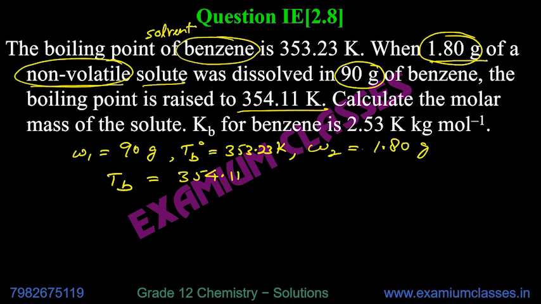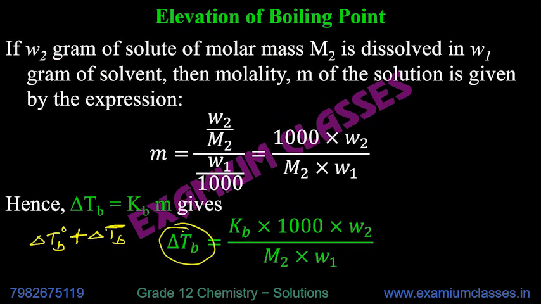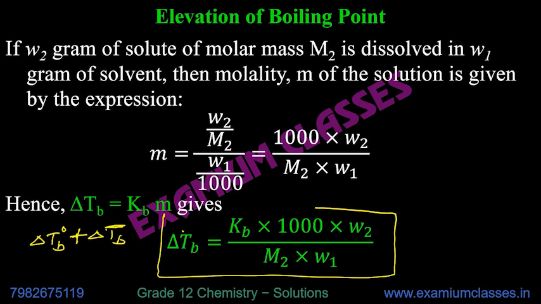Calculate the molar mass of the solute, which means M2 is to be calculated. Kb is given. You need to focus sometimes on the units of Kb. Sometimes it might be different, so you need to convert it into Kelvin kg per mole. So apply the formula which we had obtained here, and you need to memorize this formula.